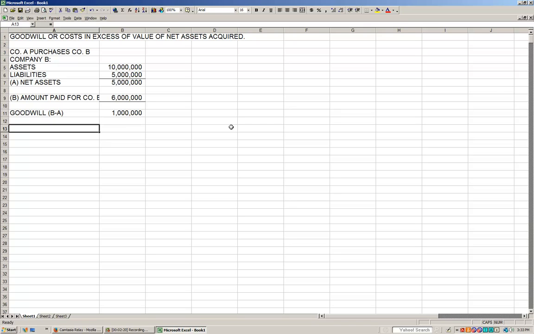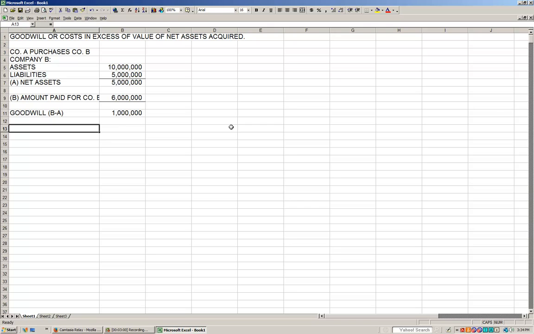Well, that's what goodwill is, but why? Let's ask ourselves the question, why would company A spend an extra $1 million to buy company B over the value of its assets? And the answer is, well, they must think there's something good about company B. And they must think that that good thing is that company B can create earnings in excess of the cost of capital. We discussed this a little bit early on in the semester. The cost of capital is simply the return that shareholders want to earn.